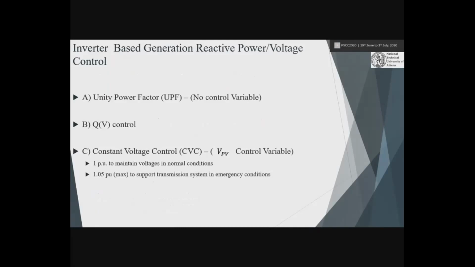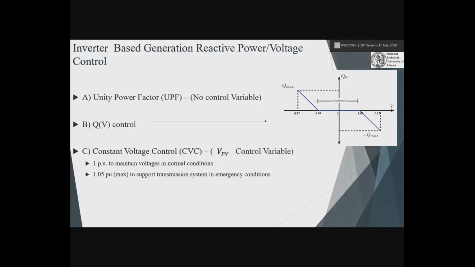As for the inverter-based generation and reactive power and voltage control, there are three different kinds of controls that are assumed. The one is unity power factor, where actually there is no control available. The second one is a QV control, according to a QV characteristic for each inverter-based generation, where the reactive power is dependent on the voltage at the point of common coupling of its PV.